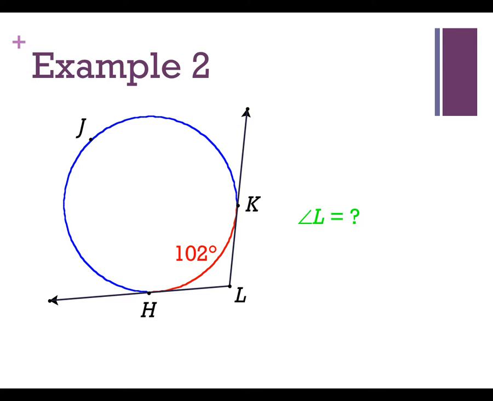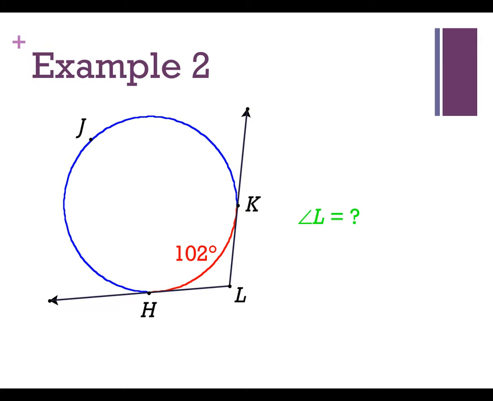Can't you say 360 minus 102? That's exactly what you would do. The blue arc and the red arc add up to be 360 because it makes the whole circle. Therefore, the other arc would be 258. So the big arc is the blue one because it's farther away. 258 minus 102 divided by 2 tells me that it is 78.